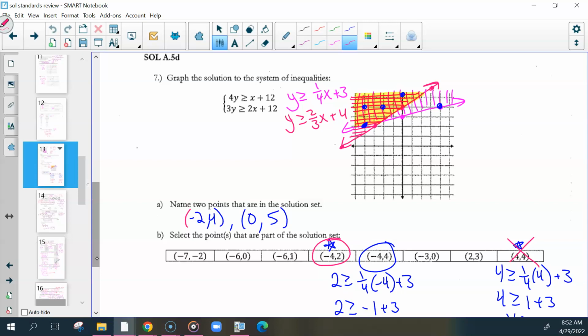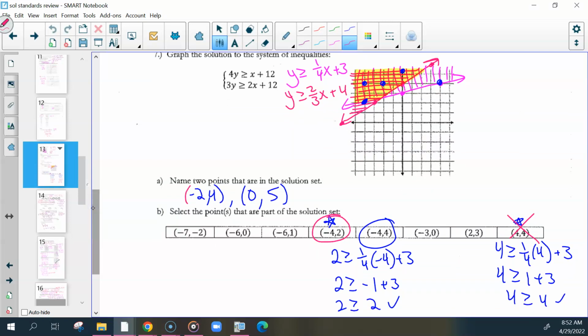Right, so starting with number 7, you could have put these directly in Desmos or solved them algebraically, either or. And then graph this. This would have been a solid line shaded above. And this would have also been a solid line shaded above. Part A wanted you to write 2 points that were in the solution set. That could have been any 2 points, so yours don't have to match mine.